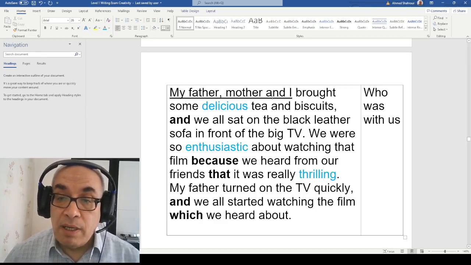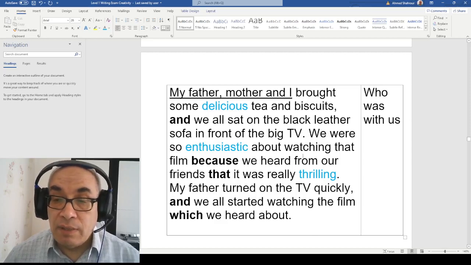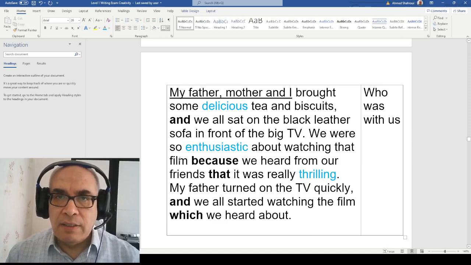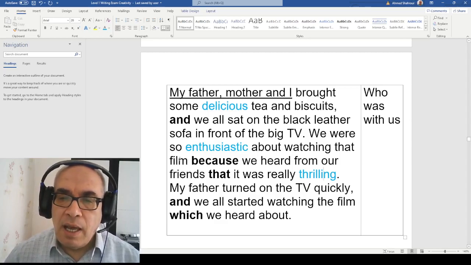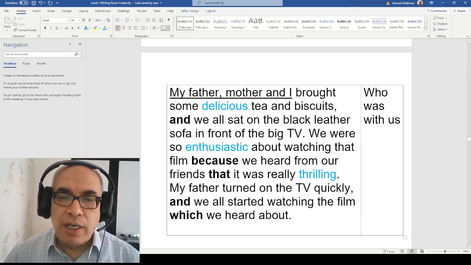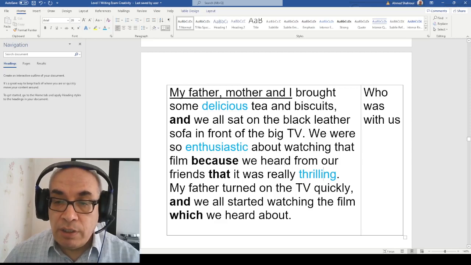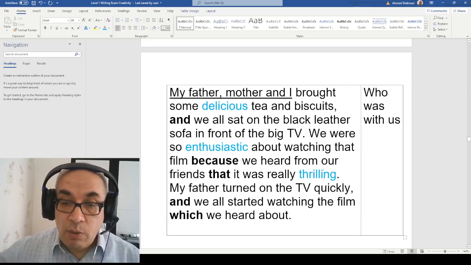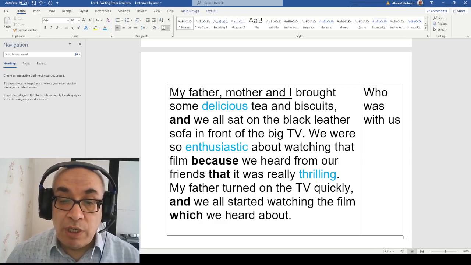My father, mother and I brought some delicious tea and biscuits, and we all sat on the black leather sofa in front of the big TV. We were so enthusiastic about watching that film. Enthusiastic means excited or thrilled about watching that film because we heard from our friends that it was really thrilling. My father turned on the TV quickly and we all started watching the film which we heard about.